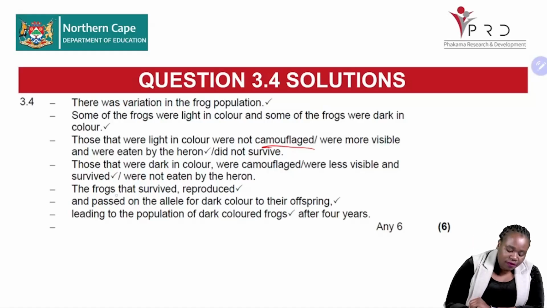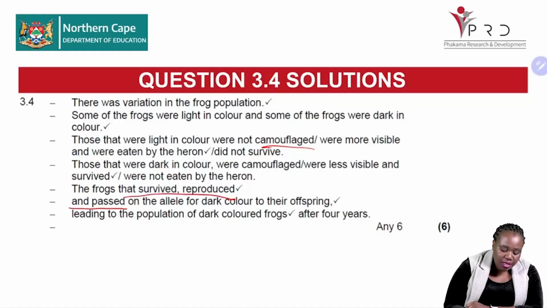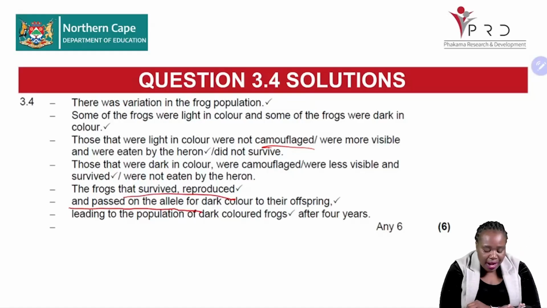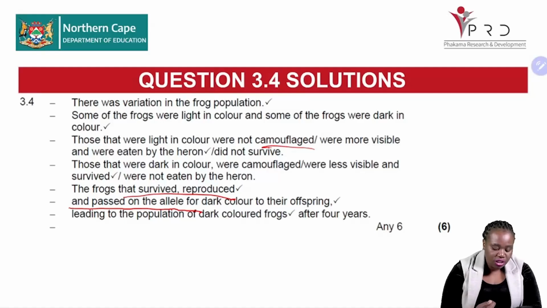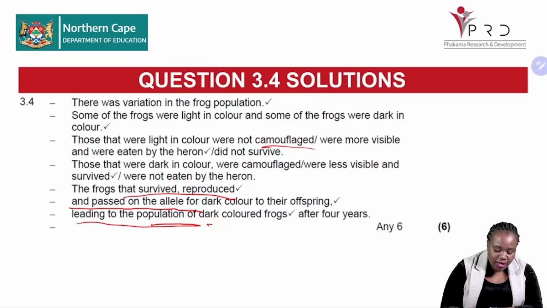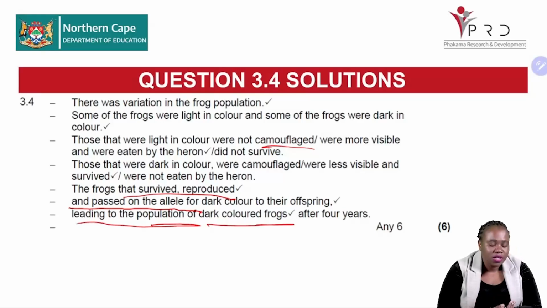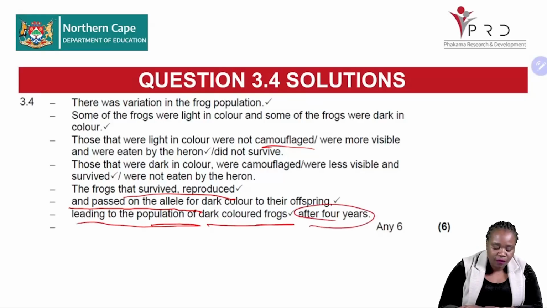Because they survived and reproduced, they passed on the allele for dark color to their offspring. Because the offspring received the allele for dark color, they are able to pass it on to the next generation, and to the next generation, until the population of dark-colored frogs has increased over that period of 4 years.